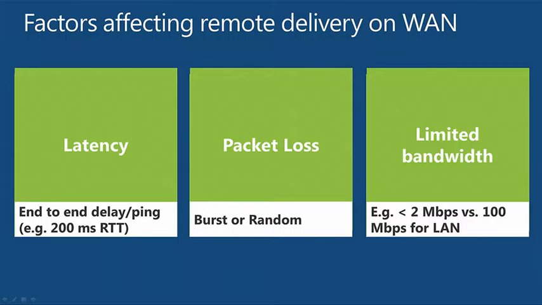And the last is the size of the pipe. If you're on a corporate network, for example, it could be over 100 megabit per second, whereas on broadband, it could be less than 2. So the challenge here is to ensure that the entire remote experience works well over all types of network conditions. Not just one, but many networks displaying these types of characteristics.